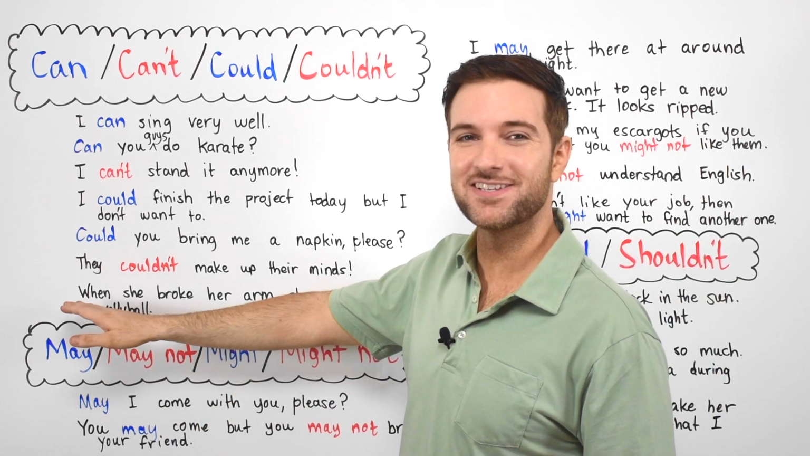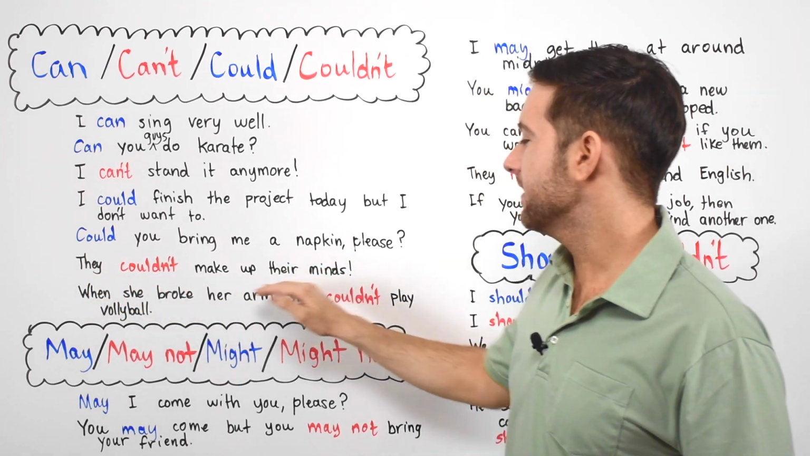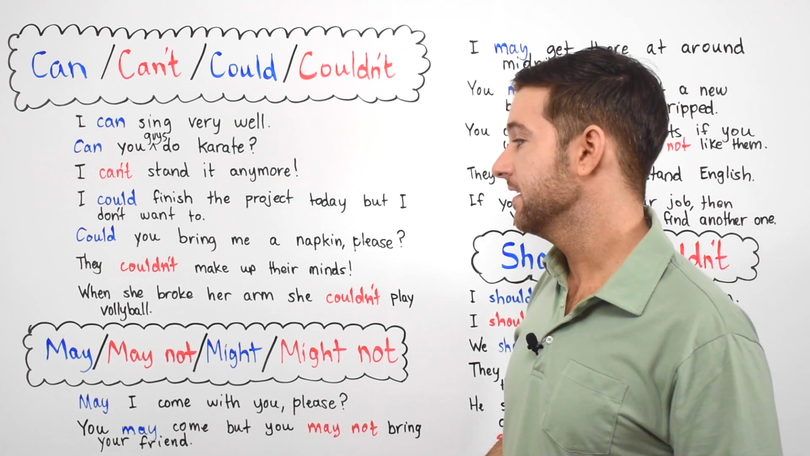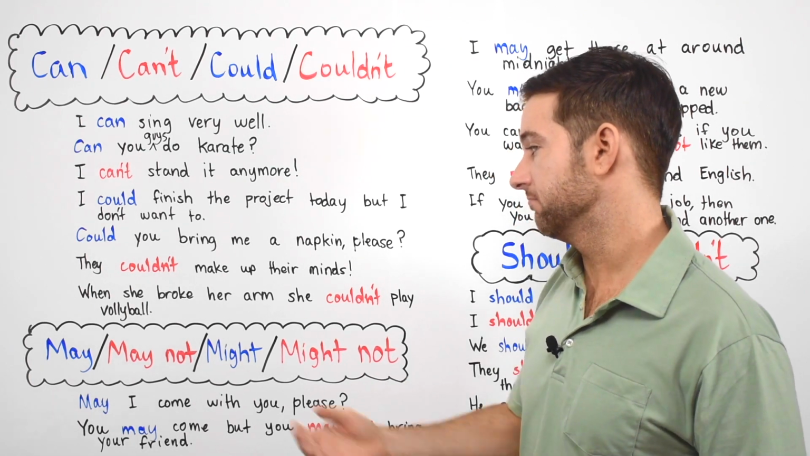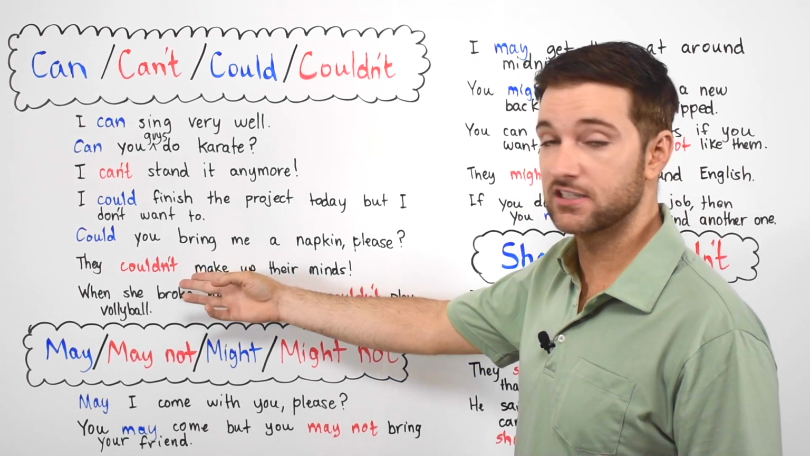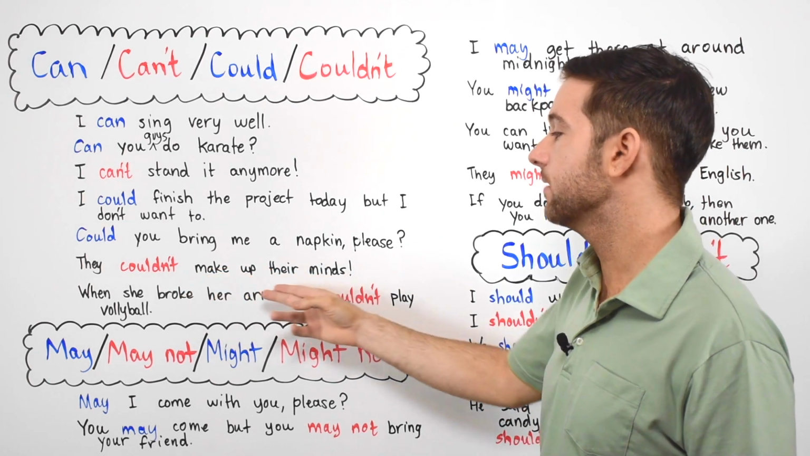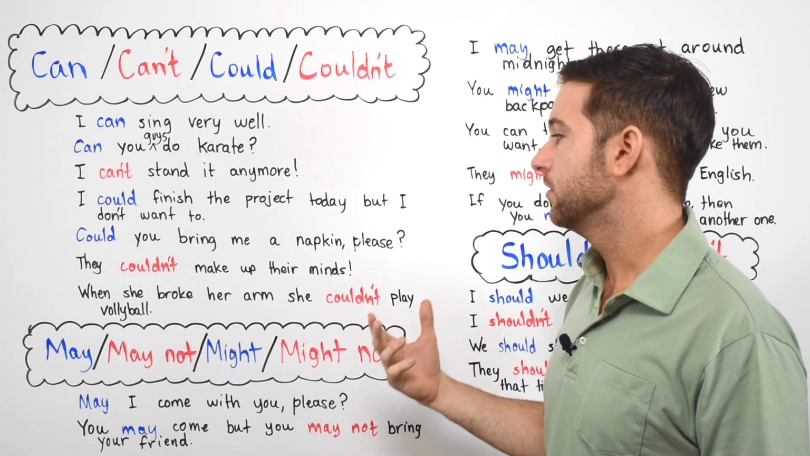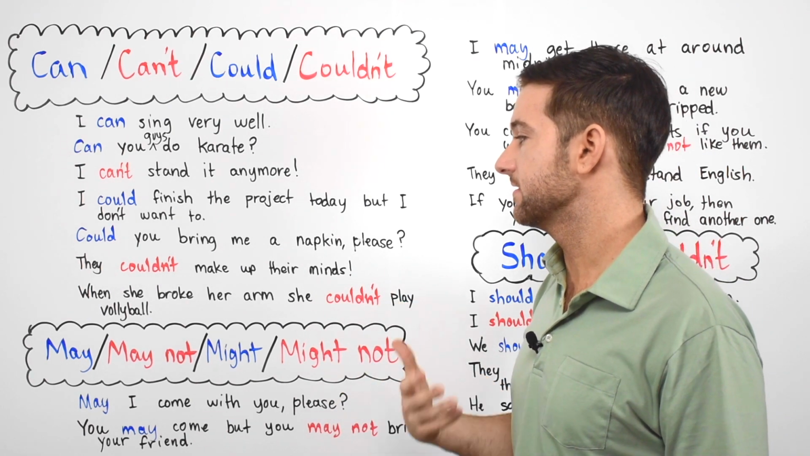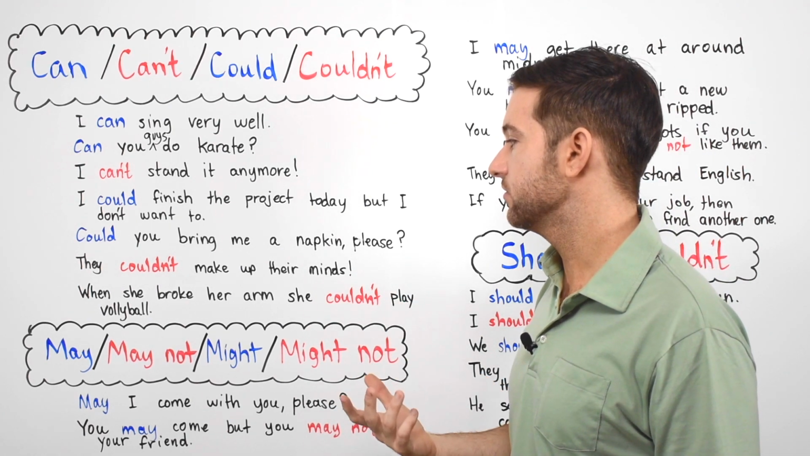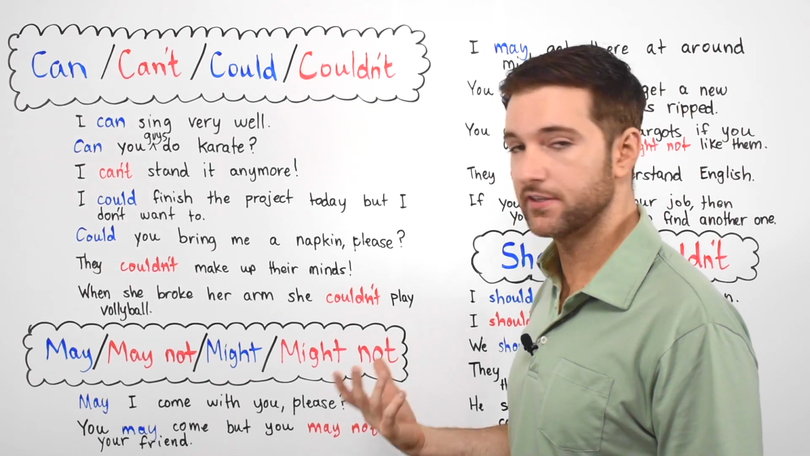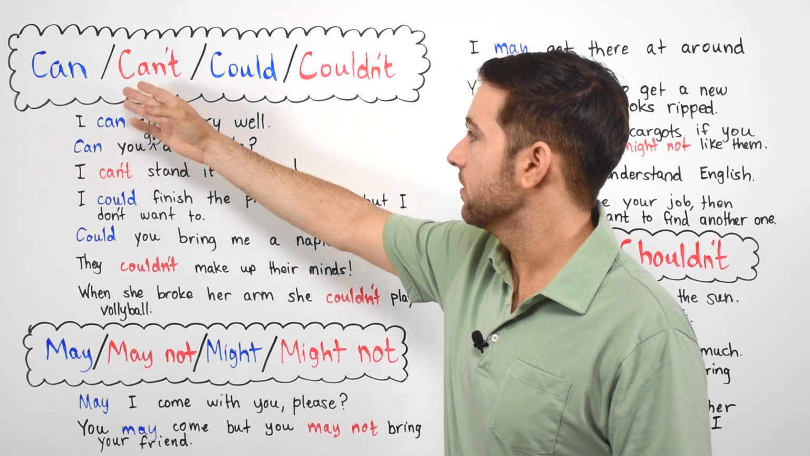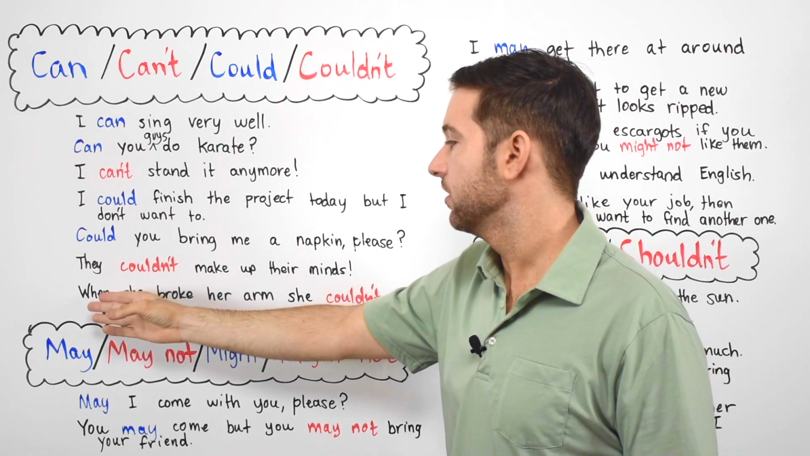All right, let's continue. They couldn't make up their minds, okay? They couldn't make up their minds, meaning they couldn't make a decision, okay? It's an expression that we say in English, to make up one's mind. It's an expression, and it means to decide, to take a decision on something, to make a decision, to make a choice, etc. Okay?